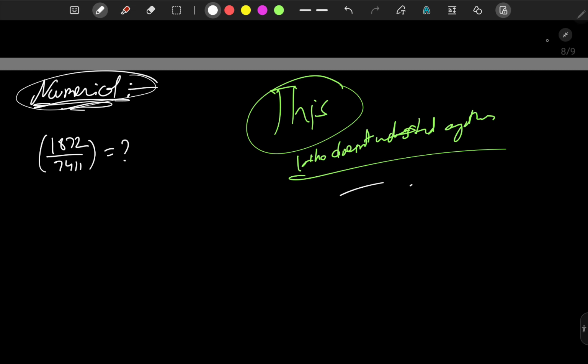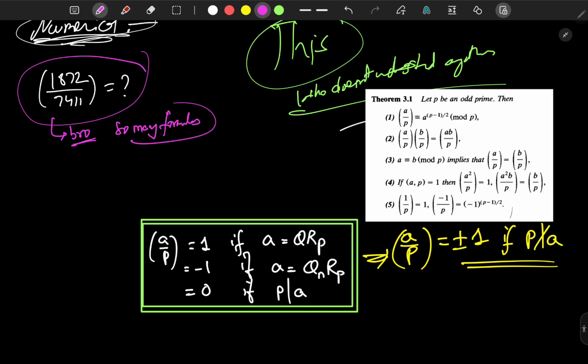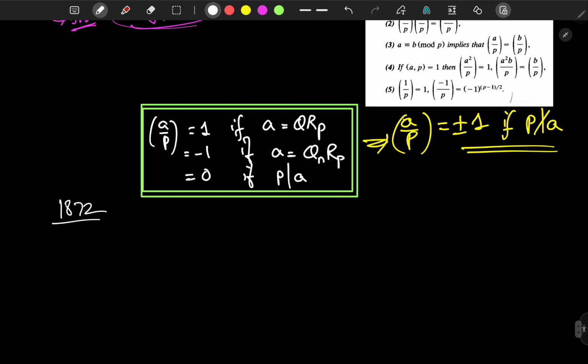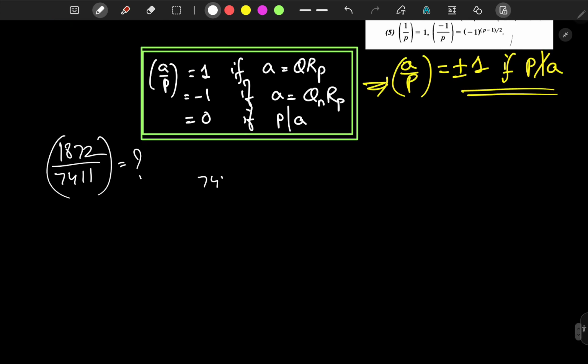So the question is: find this value. How to find this value? Let's solve this numerical. Here we have to apply so many formulas, a chain of formulas. So here, 1872 by 7411. Whenever they ask what is the value, first check whether 7411 divides 1782 or not.